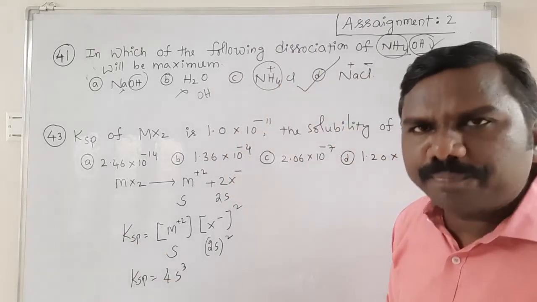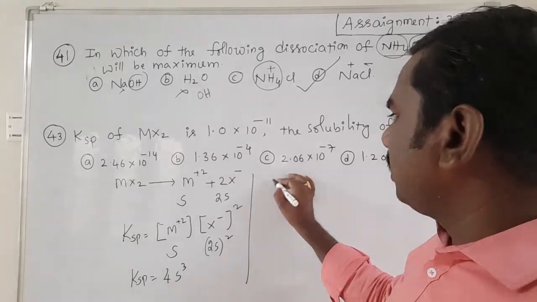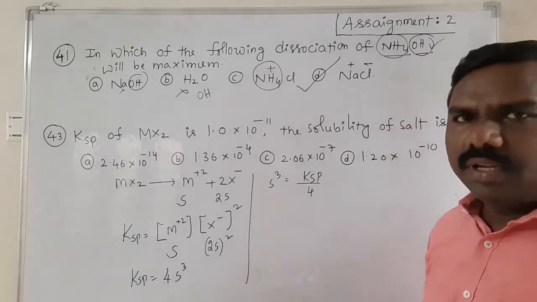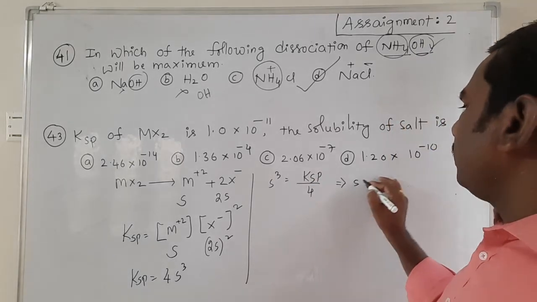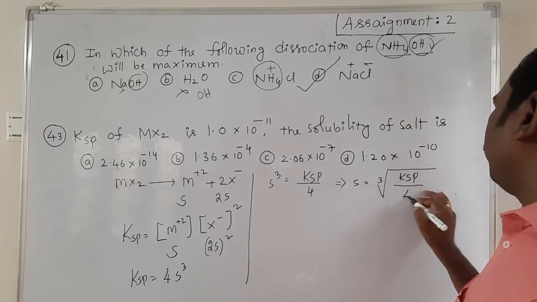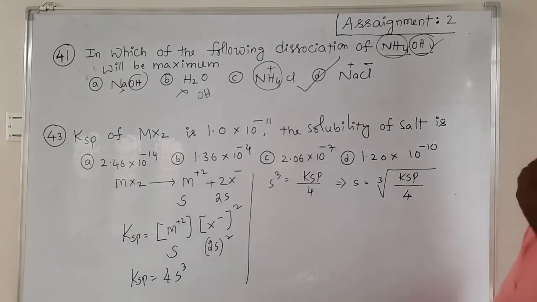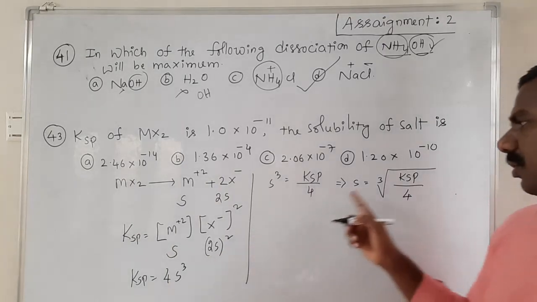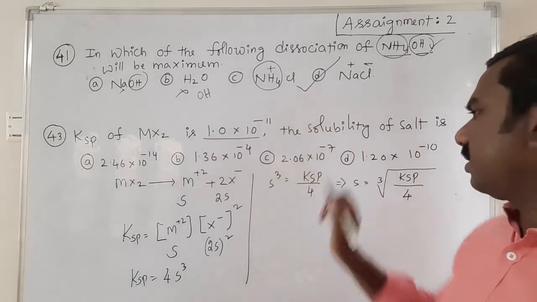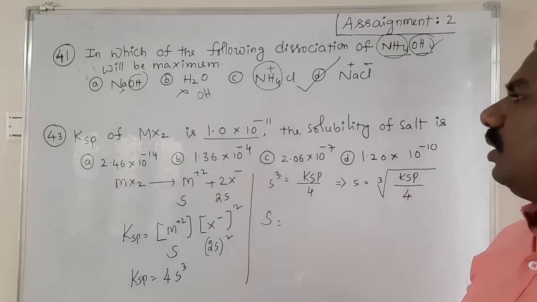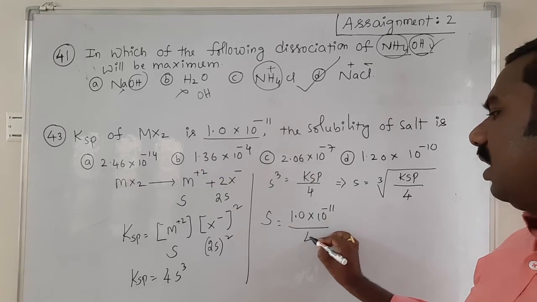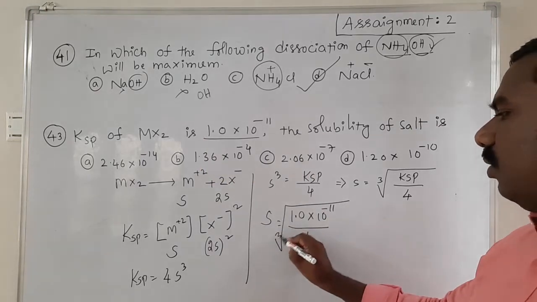Getting the formula, students? Then S cube is equal to Ksp by 4. Finally, S is equal to the cube root of Ksp by 4. Understood the formula, all of you? So Ksp is equal to 4S cube and S is equal to the cube root of Ksp by 4. Ksp is given in the question for us. Solubility S is equal to Ksp, 1.0 into 10 to the power of minus 11, by 4. It is the cube root. Don't forget the cube root.